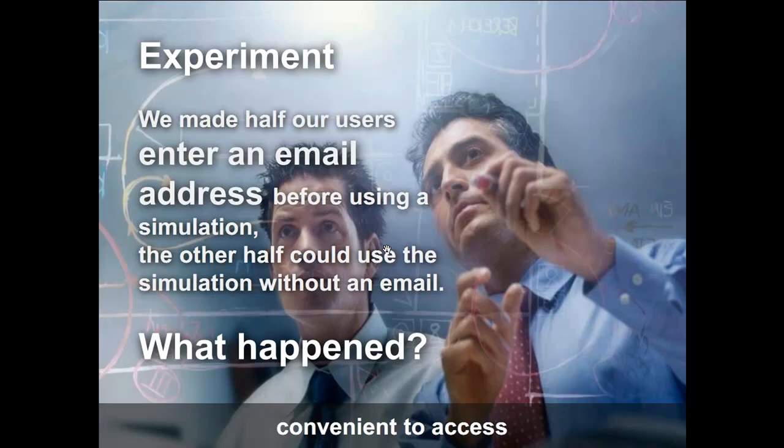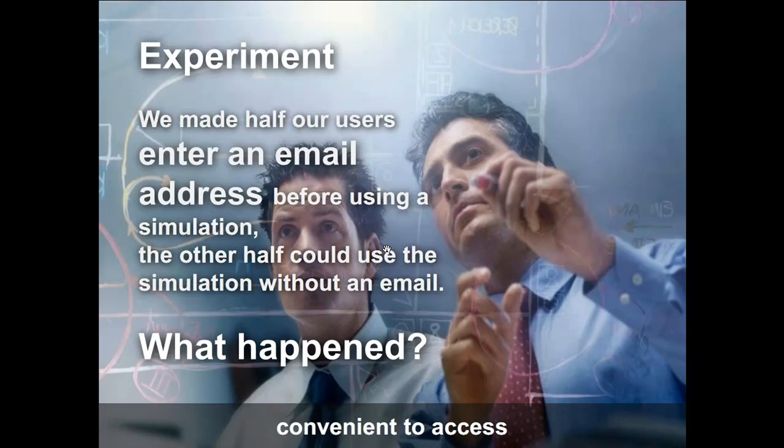And so half the users that went to this simulation, we asked them for just an email address, and that's all we asked them for. Just enter your email address. So you could even enter a fake one, and that was the only piece of information we requested. And the other half could jump into running the simulation immediately. And then what we looked at was how many people completed the simulation. What was the difference between the two?